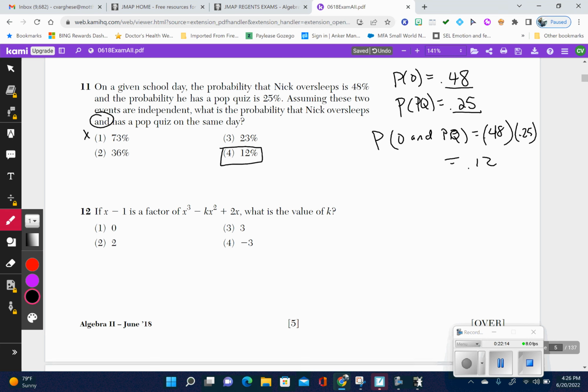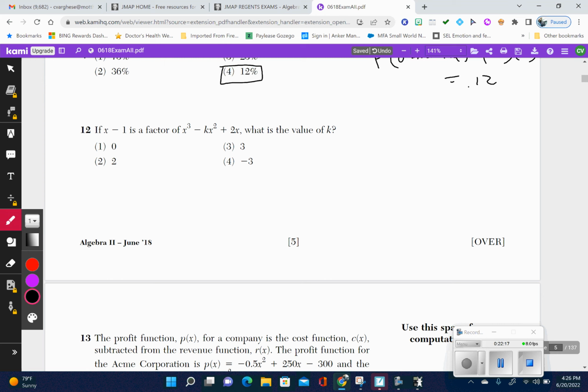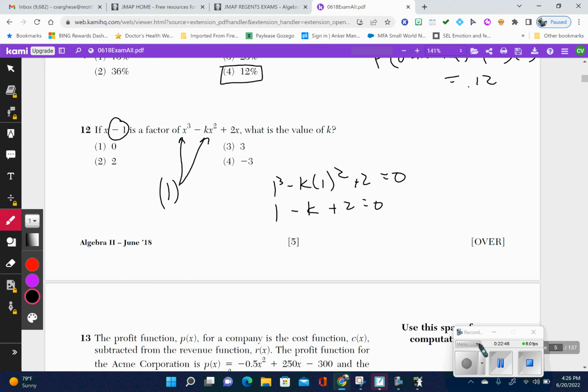Correct answer. Okay. If x minus 1 is a factor, remember that if something's a factor, the remainder is going to be 0. So we take the sign, we switch it, so the opposite of -1 is +1, and we plug that in for our x's. So we're going to have 1 to the third power minus k times 1 to the second power plus 2 times 1, which is 2. And we're going to set it equal to 0 because it's telling us it's a factor. So 1 minus k plus 2 is equal to 0. 2 plus 1 is 3. 3 minus k equals 0. I'm going to add k to both sides, and I'm going to get k is equal to 3. So final answer, what is the value of k? Which is 3. That's it.